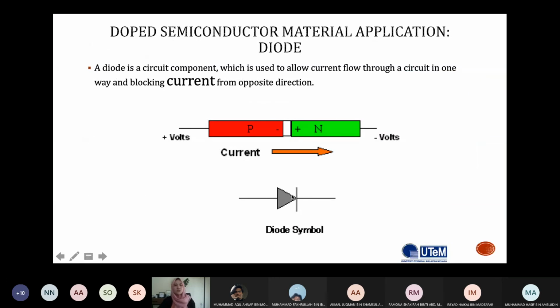And okay, so this is already towards the end of chapter 3. This is the semiconductor material application. Example of a doped semiconductor is the diode. I think maybe some of you already know what a diode is, right?